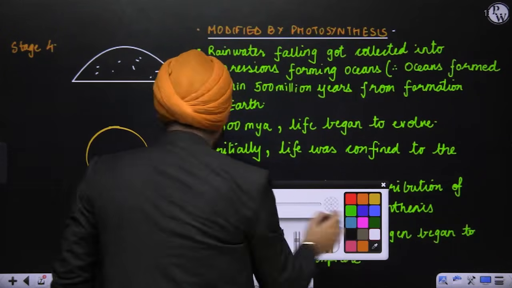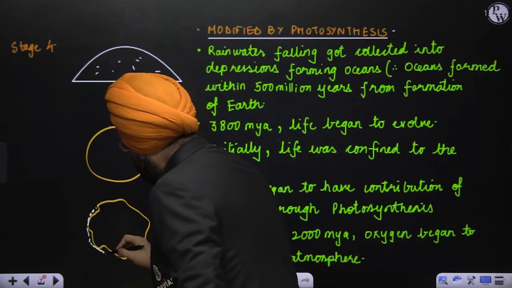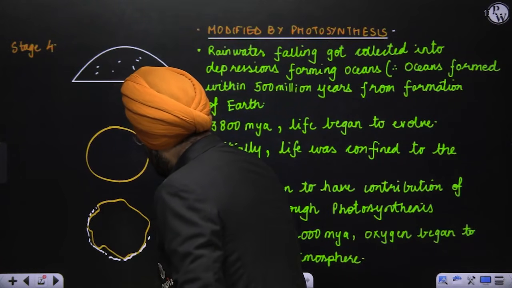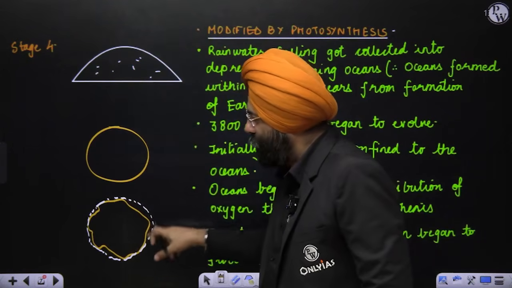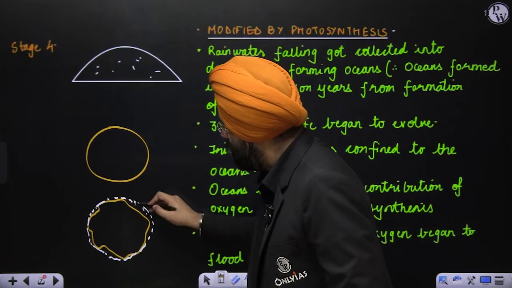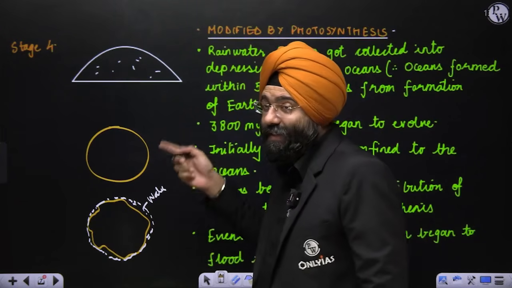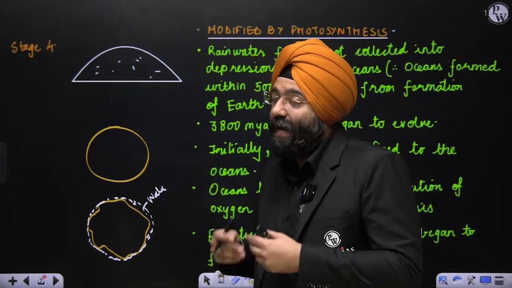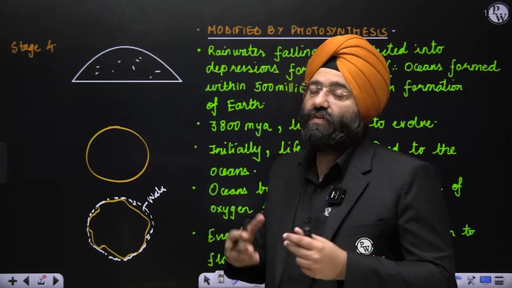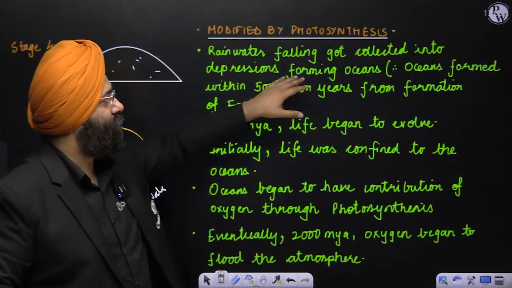It is basically the presence of the water on the surface of the Earth that gives it a proper shape. So this is what? Water. Now what happens is, as rainwater was falling, there were depressions there which got filled. And as they got filled, they were known as oceans or even seas. That is why this is saying that rainwater falling got collected in the depressions, forming oceans.